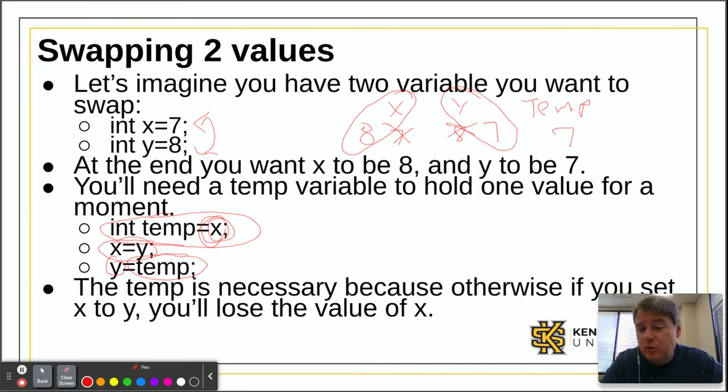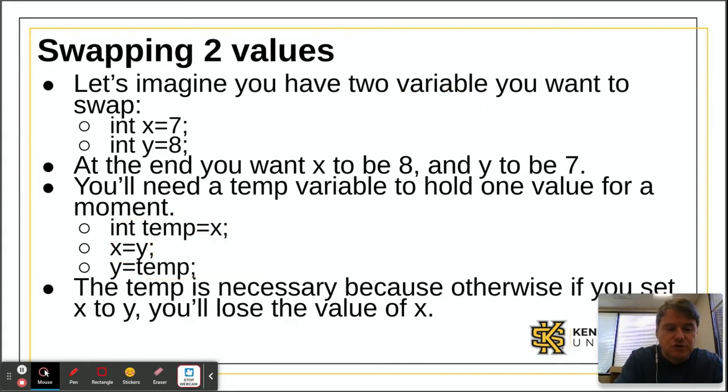So this is a very important algorithm. Anytime you need to reverse or switch two things, whether they're array cells or whether they're variables, you're always going to need a temporary variable to hold one of the values for a moment while you do the switching. So always remember you need a temp in order to switch two values.